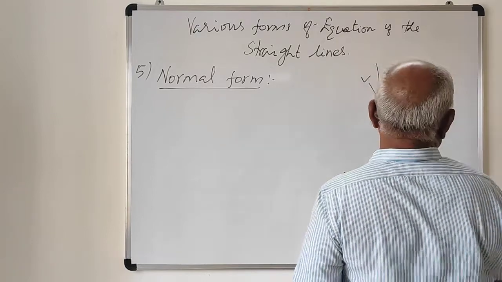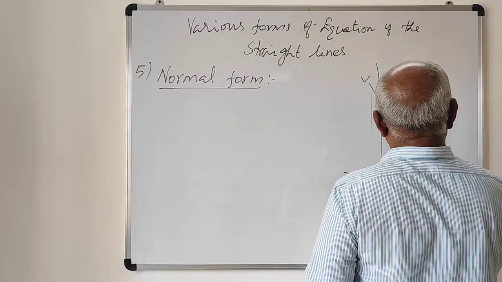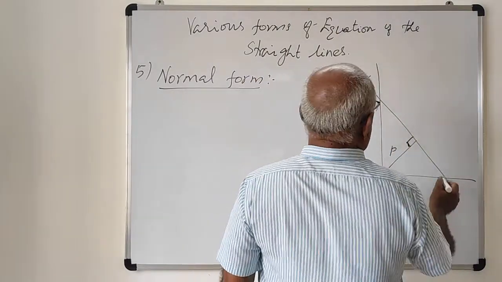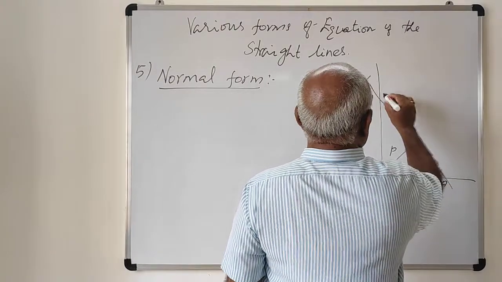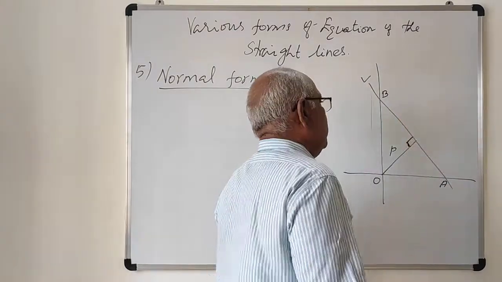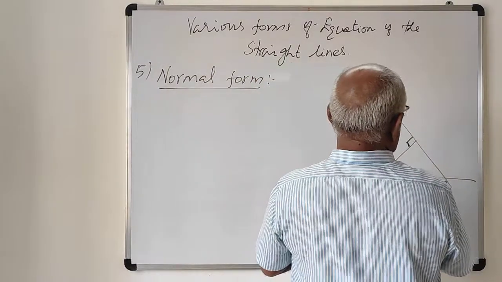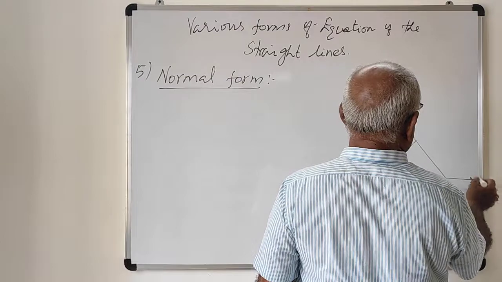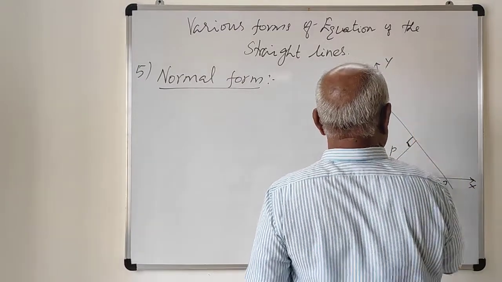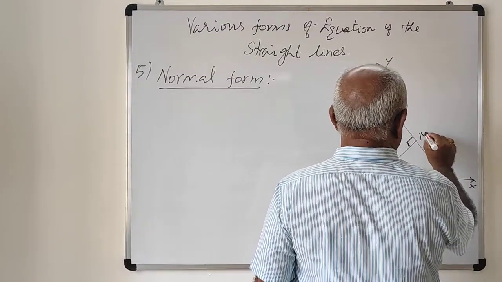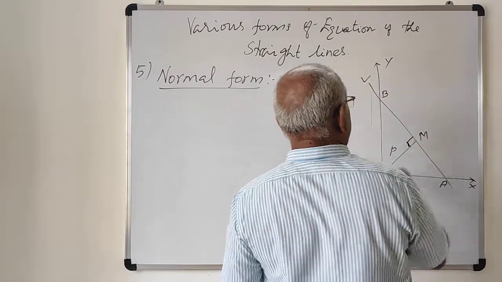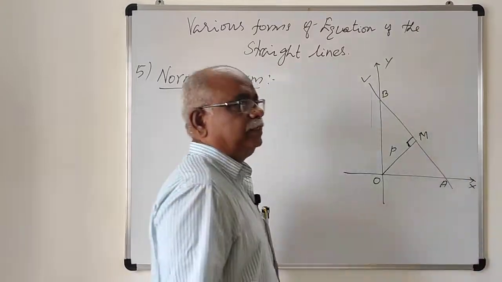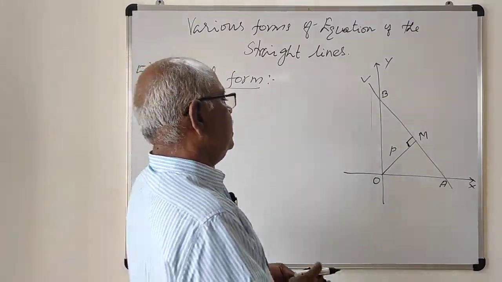L is the required line. Its perpendicular distance from the origin is p. It cuts the x-axis at A and y-axis at B. But OM is the perpendicular from the origin to the line. We have to find out the equation of the line L.